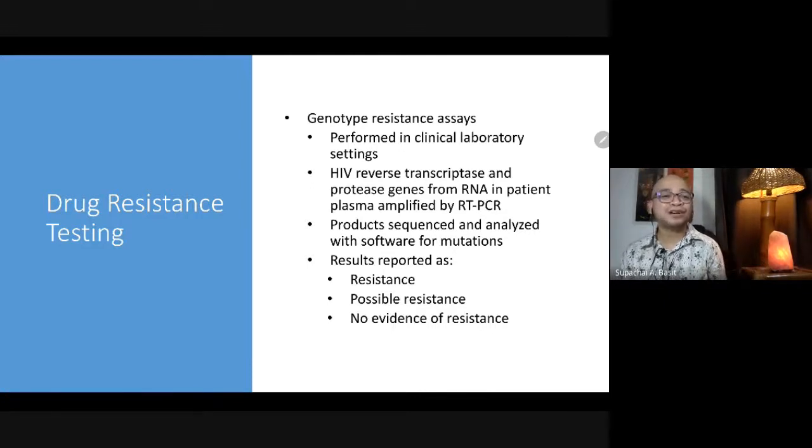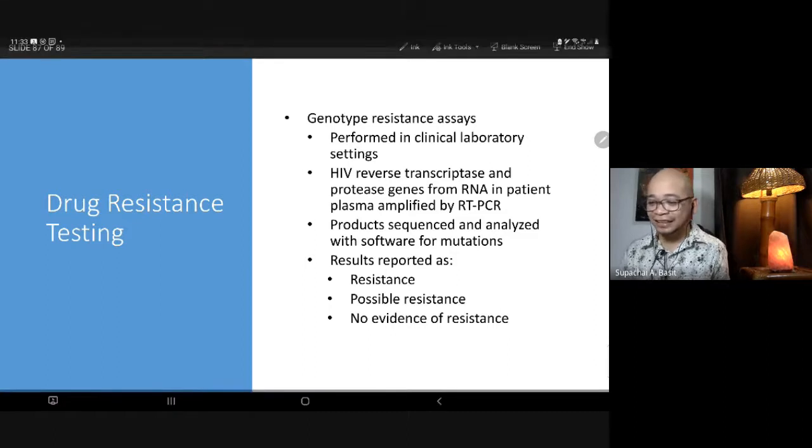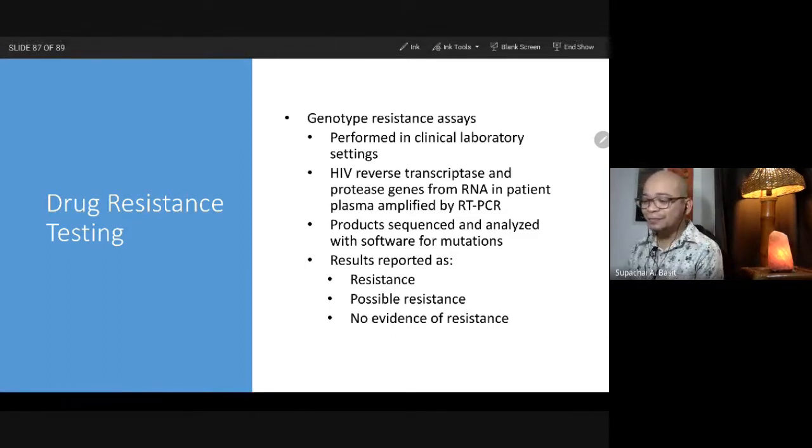Then we can do now the drug resistance testing. For drug resistance testing, we perform it in a clinical laboratory setting, and HIV reverse transcriptase and protease genes from patients' RNA in plasma are amplified through RT-PCR. The products would be sequenced and analyzed with software permutations, so that we'll be able to find kung meron bang resistance, possible resistance, or no evidence of resistance at all.